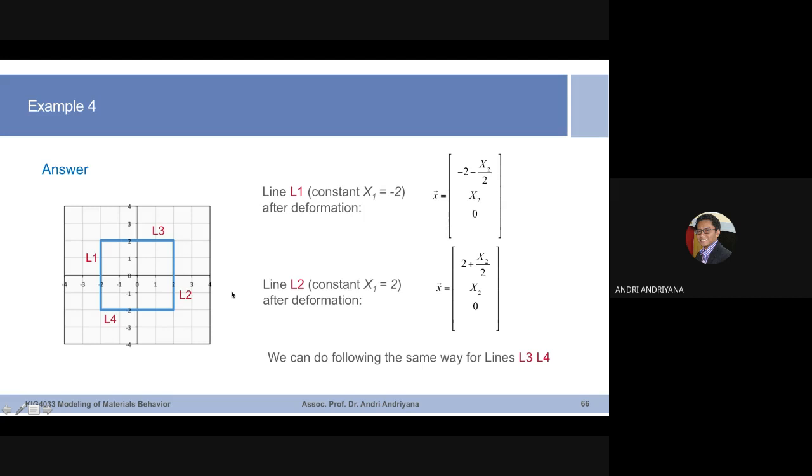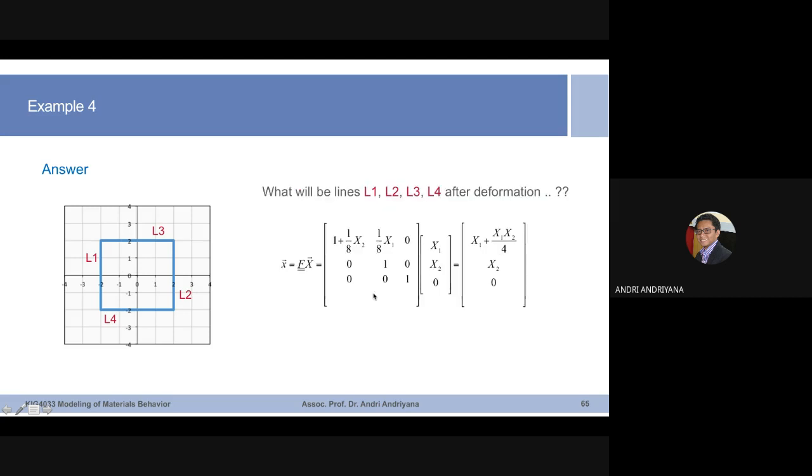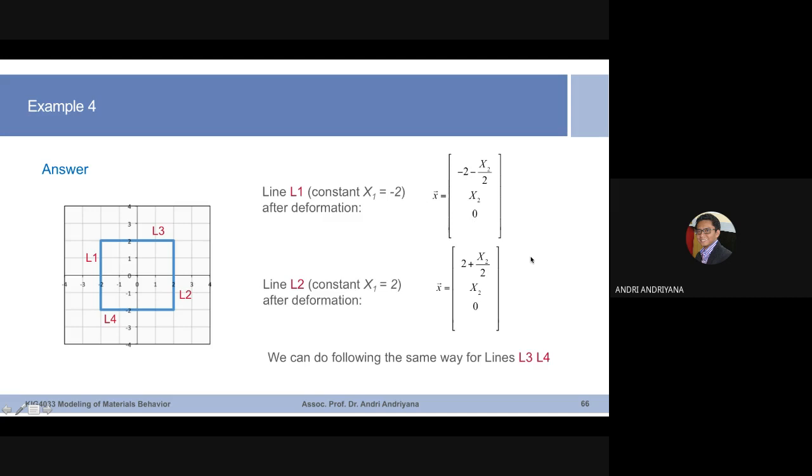We do the same thing for L2. What is L2? L2 is a constant x1 equal to 2. After deformation, if I insert the value of x1 equal to 2 into the previous equation here, then what I get is this one. So the difference is that here it is minus minus, and here it is plus plus.